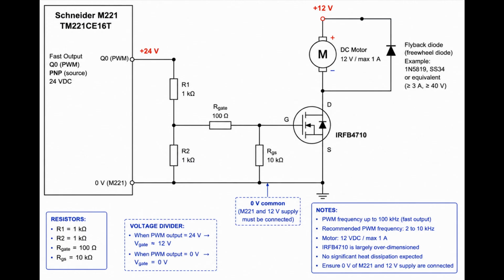Here's the diagram of the complete project. How to control a 12-volt DC motor using a PWM signal generated by a Schneider PLC M221. The motor power stage is based on an IRFB4710 transistor controlled by the PWM signal and supplying the DC motor with 12 volts DC. The voltage divider ensures that the transistor gate receives the correct voltage. The gate resistor and the gate-to-source resistor provide additional protection because the PLC delivers 24 volts on output Q0.0, which is the PWM signal. A flyback diode is also added for protection.